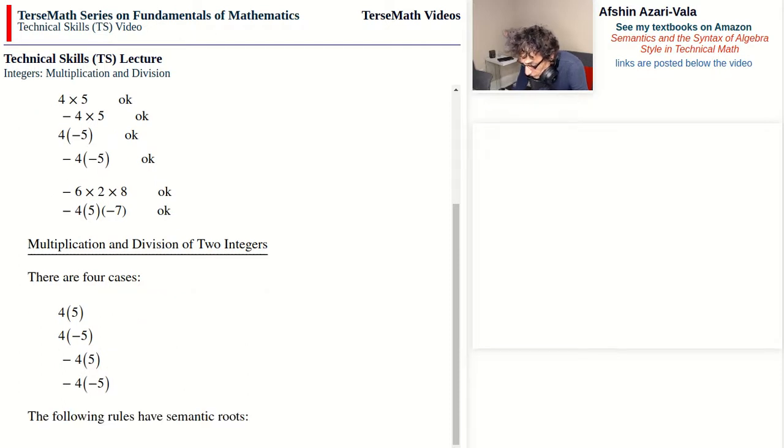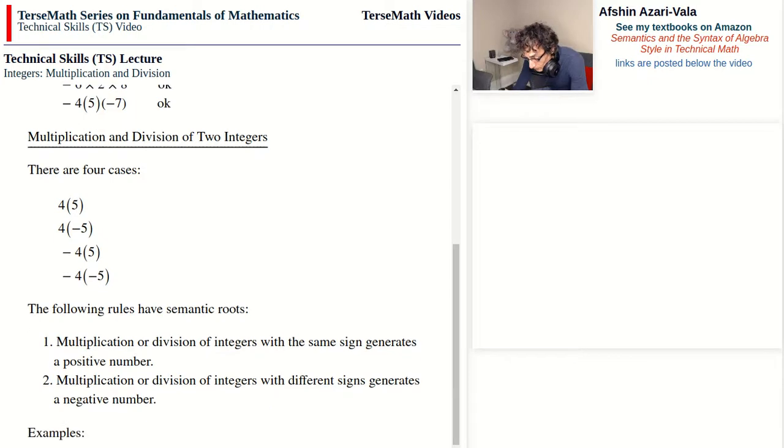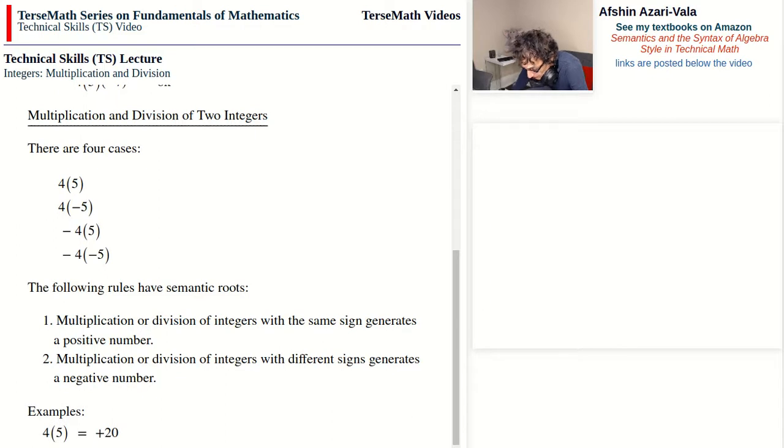And all of these, the way we work them out, the rules that we have for evaluating them have semantic roots, and these roots are that multiplication or division of integers that have the same sign, both positive or both negative, generates a positive number, and multiplication or division of integers with different signs, so one is positive, the other one is negative, generates a negative number. So examples of this, we're going to go through the 4 problems that we have up here. The first one, of course, is 4 times 5, which we all recognize as 20.